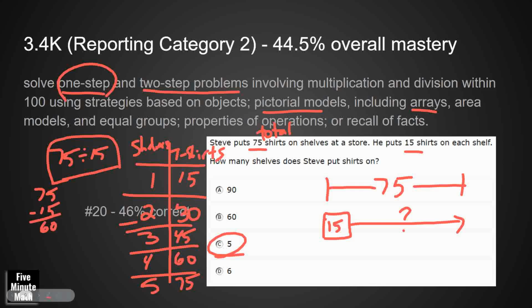Just keep subtracting 15 until you get down to 0, right? That's your 30 minus 15, and so on and so forth, right? You get down to 15. You have to subtract 15 one more time to get to 0. And you just count. How many times did you subtract 15?